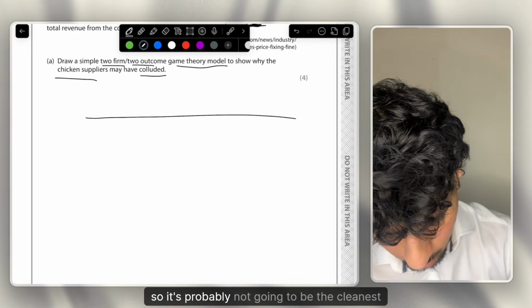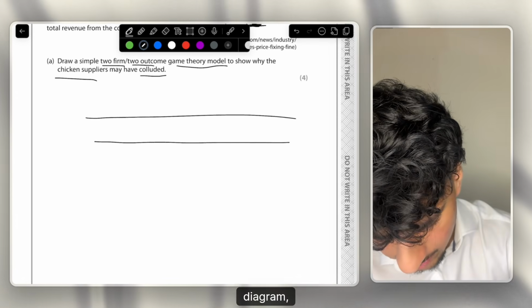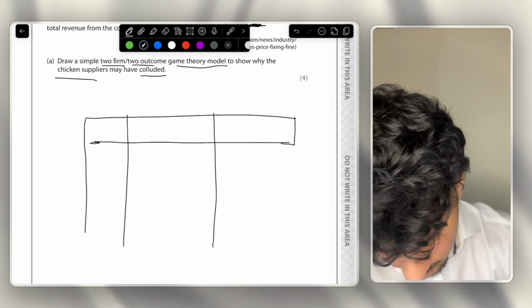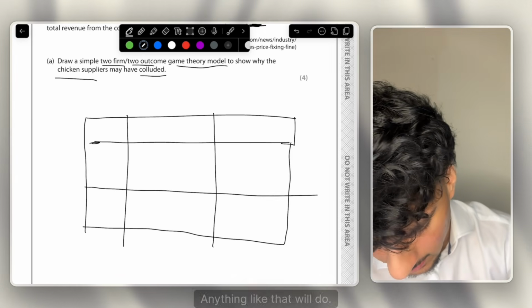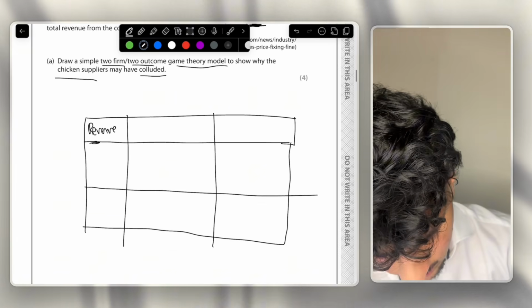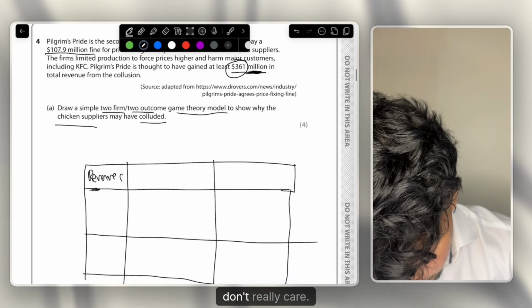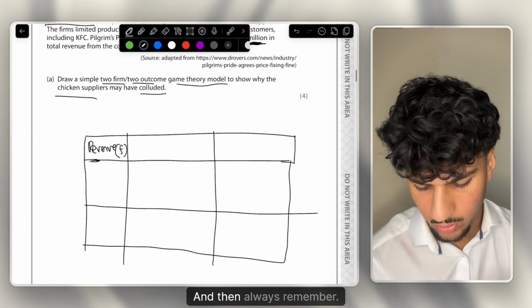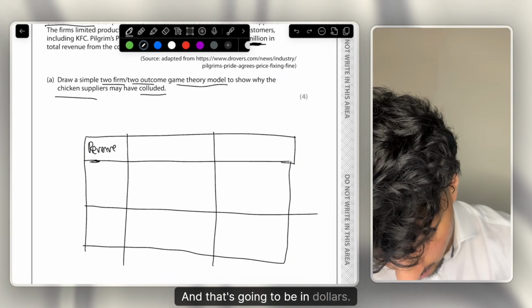Okay, so it's probably not going to be the cleanest diagram, but it should do the job. Okay, and that should be good enough. Box that off. I guess anything like that will do. So in this we will have revenue, whatever is in there. They don't really care, but that's meant to be in dollars. Always remember the revenue is going to be in dollars.